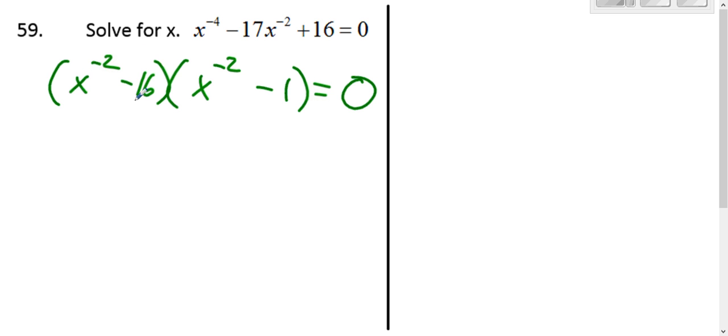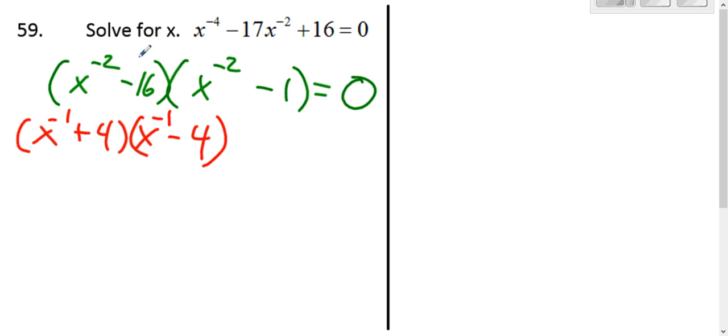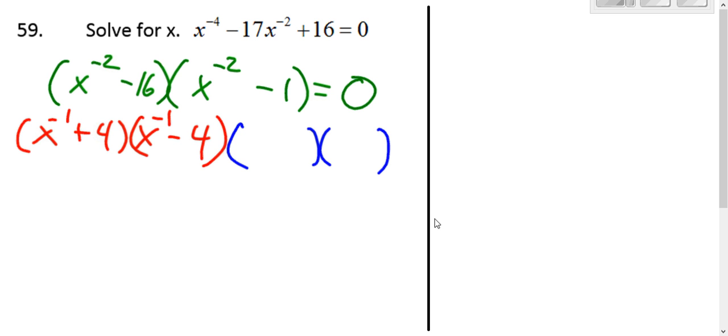Since it's x to the negative second minus 16, that's like a difference in squares. You could factor that to be x plus 4, x minus 4. But instead of a regular x, it's x to the negative 1 because it was a negative exponent. Same thing right here, if that were x squared minus 1, you would factor that to be x plus 1, x minus 1. But since it's negative second, it's x to the negative 1 and x to the negative 1.